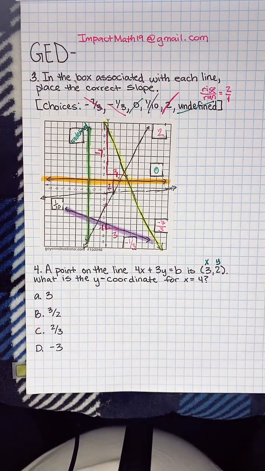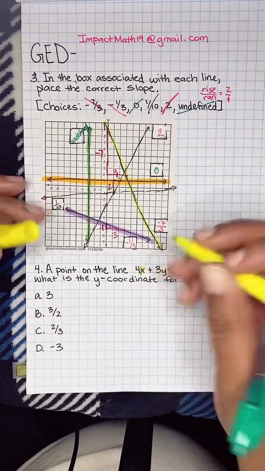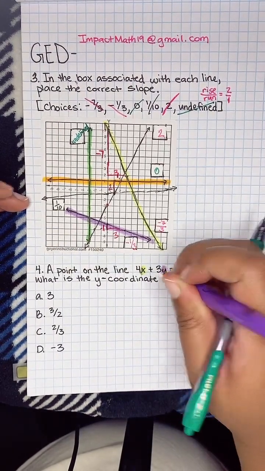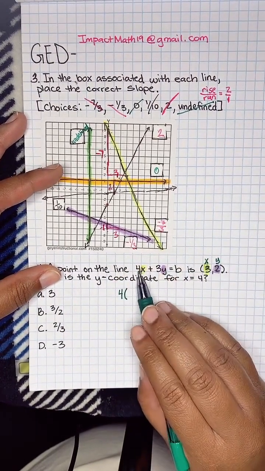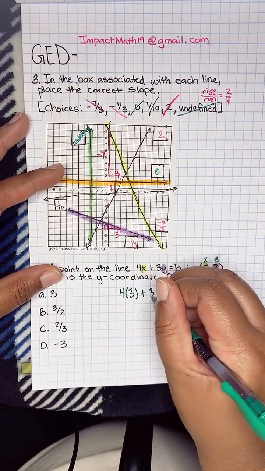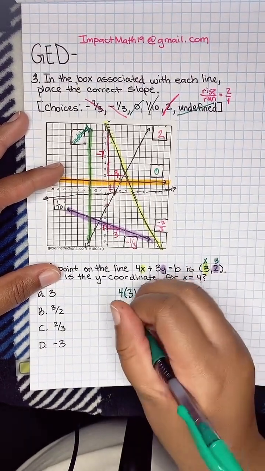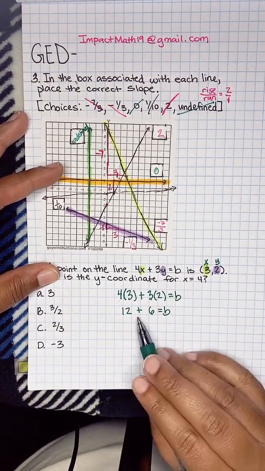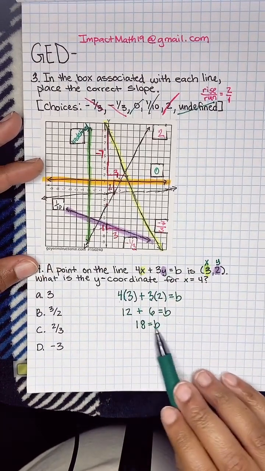So that's our first step. So here I have 3 for x. So I'm going to plug in 3 there. And then I have 2 for y. I'm going to plug in 2 here. So we're going to do 4 times, and remember, whenever you have a number attached to a letter, that's multiplied. That's why we're saying times. 3 plus 3 times our y, which is 2, equals b. So 4 times 3 is 12, plus 3 times 2 is 6, equals b. So 12 plus 6 is 18, equals b. That's our very first step.